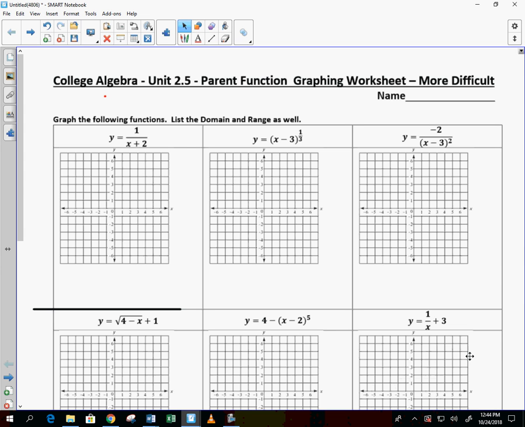Okay, we're going to pick up today with the same lesson we did yesterday. We're just going to talk about parent functions, more difficult transformations today.